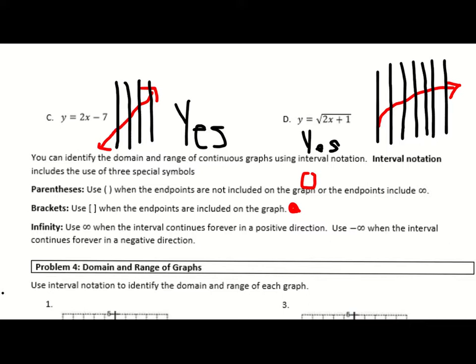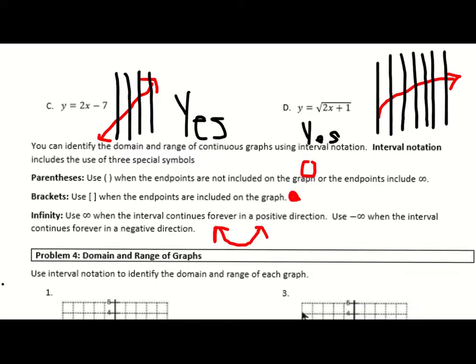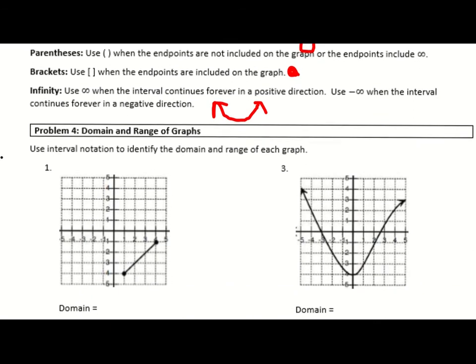As for infinity, we use infinity when the interval continues forever in a positive direction, and we use negative infinity when the interval continues forever in a negative direction. In other words, when you see arrows on your graph, that's when we'll use infinities. The arrows tell us the graph goes on forever. We're going to take a look at 4 different examples here and prove that we can find the domain and range of our graphs.